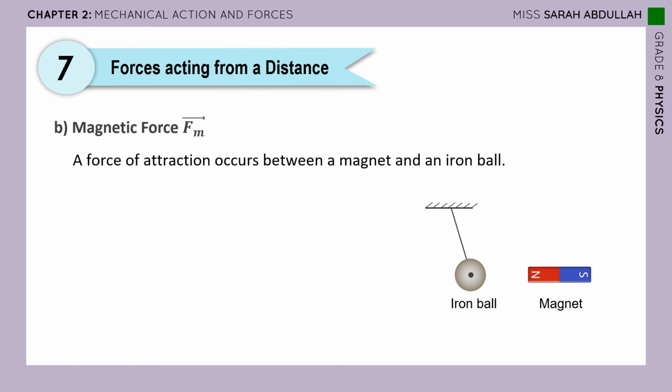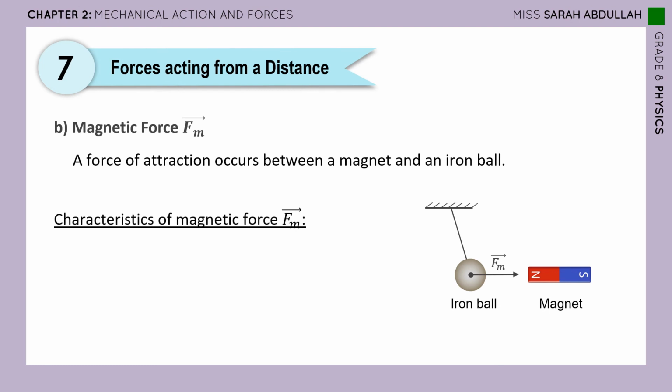And why is that? Because it's not in contact with the ball, so it is a force acting from a distance, so its point of application is the center of gravity. Magnetic force is a force of attraction that occurs between a magnet and an iron ball in this case. Okay, so how do we draw it? If this is the point of application, it is attracted to this magnet, so it's as if someone is actually just pushing it that way, right? So this is the magnetic force.